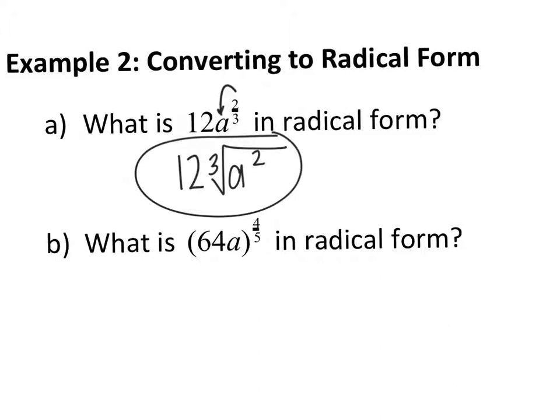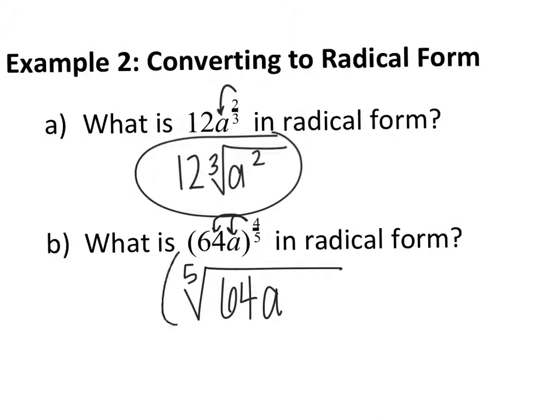All right, example 2b. 64a to the 4/5 power. Everything gets the 4/5 power. If you have a scientific calculator that will simplify this for you, I suggest you do that. Otherwise, we're just going to take it a step at a time, and we're going to put 64a underneath the radical. The fifth root is going to be our index, and it's going to be to the 4th power because the top number of your exponent is your power and your bottom number is your index. And now we're going to simplify the 64 to the 5th power.